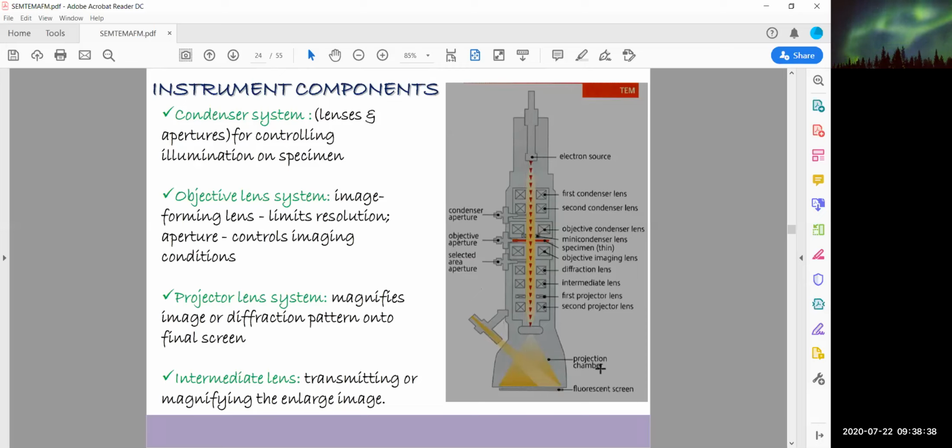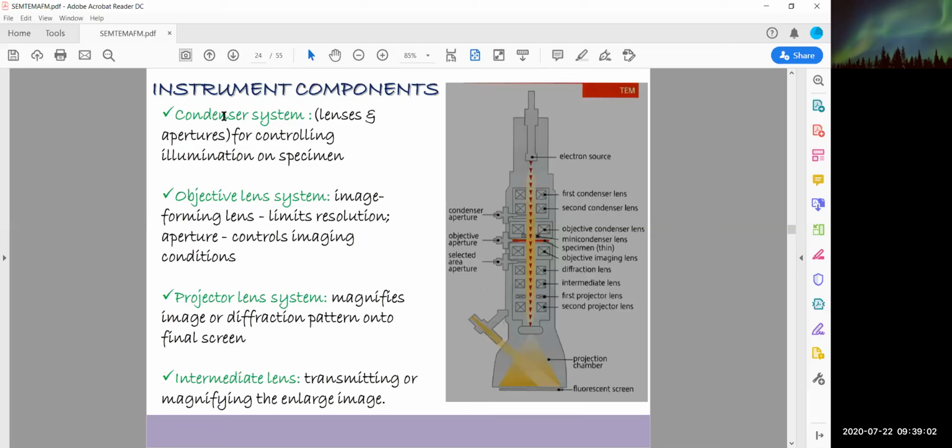This is the projection chamber. Fluorescent screen is right at the bottom. You can see over here. So it's almost similar in a sense that it has the same electron gun. It generates a beam of electrons and it passes through these lenses and is converged onto the specimen. And the electron beam passes through the specimen and forms the image. It may be bright field or it may be dark field.